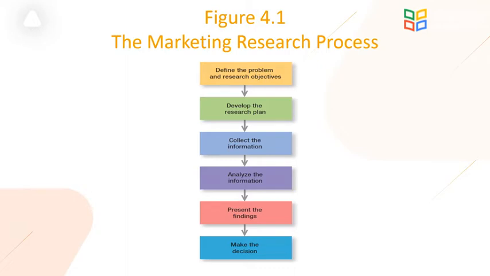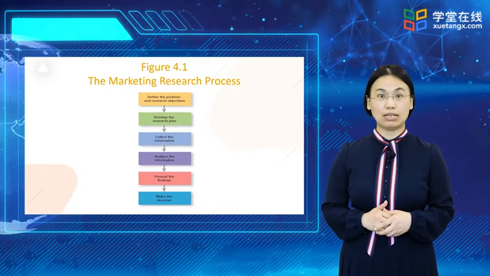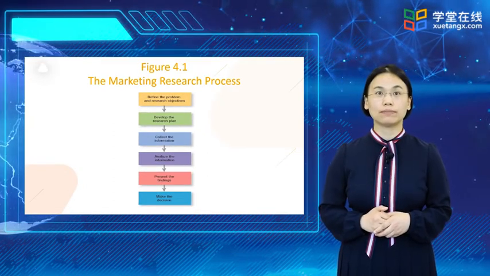In Figure 4.1, we can see how marketing research is done. Firstly, the problem is defined and the research objectives are decided. Then the research plan is developed. After that, information will be collected and analyzed. After the analysis, the findings will be presented to help with the decision.